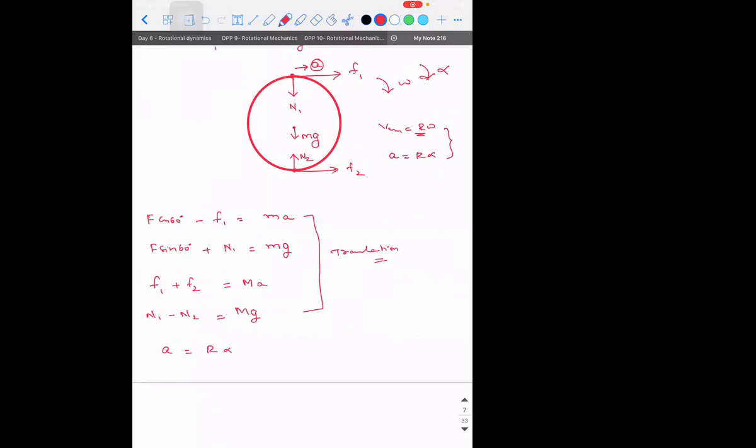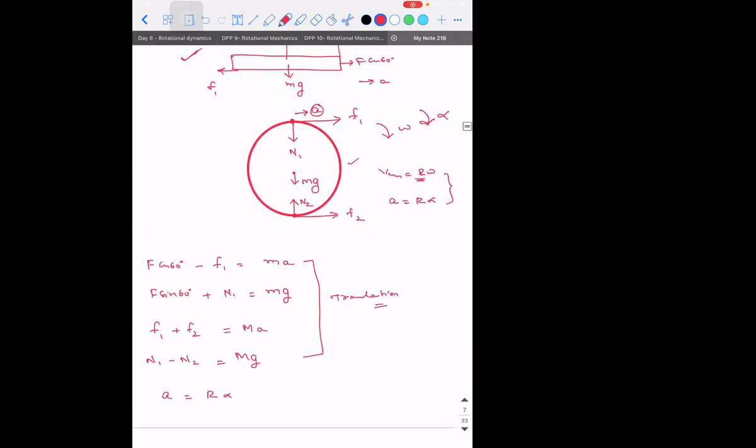Can you tell me what is the rotational equation associated? So who's providing the necessary torque to the cylinder? What are all the forces which are contributing to the torque? So when I say you need to find the torque, torque is acting on the cylinder. Tell me, how many forces have I drawn on the cylinder? What are the number of forces that you're able to see on the cylinder? F1 is 1, N1, mg, N2, F2. So 1, 2, 3, 4, 5.